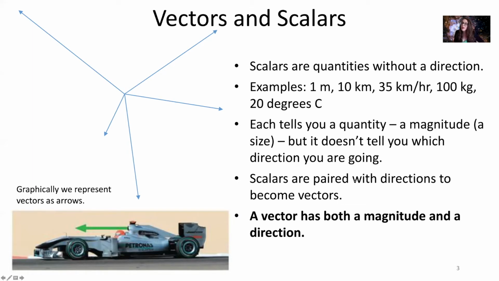Scalars are often paired with directions to become vectors. The important thing to remember about a vector is that it has both a magnitude and a direction. A vector will tell you how big a quantity is, but it will also tell you in which direction that quantity is pointing. Graphically, we represent vectors as arrows. All of these lines that I've drawn here are vectors. They have a length, which is their magnitude, and they have a direction. I could tell you that this vector here is at some angle in degrees with respect to the positive x-axis, and that would tell you your direction.